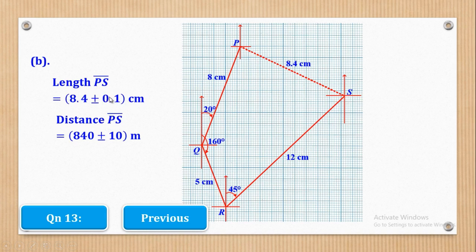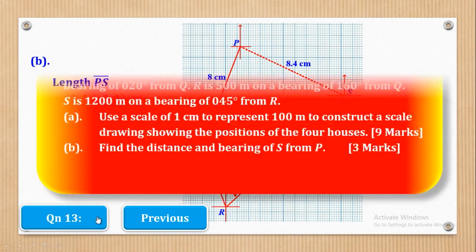But remember, they don't want your distance in centimeters. So you have to go back and remember that 1 centimeter represents 100 meters. Therefore, 8.4 will become 840 plus or minus 0.1 will become 10 meters. So that will be the distance which was required here.